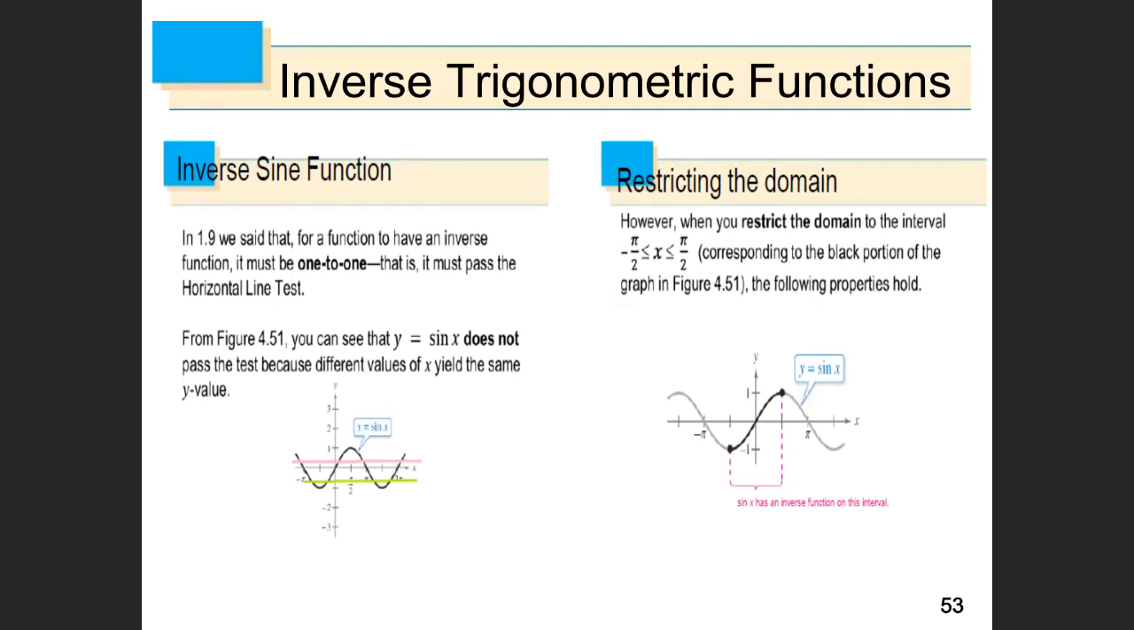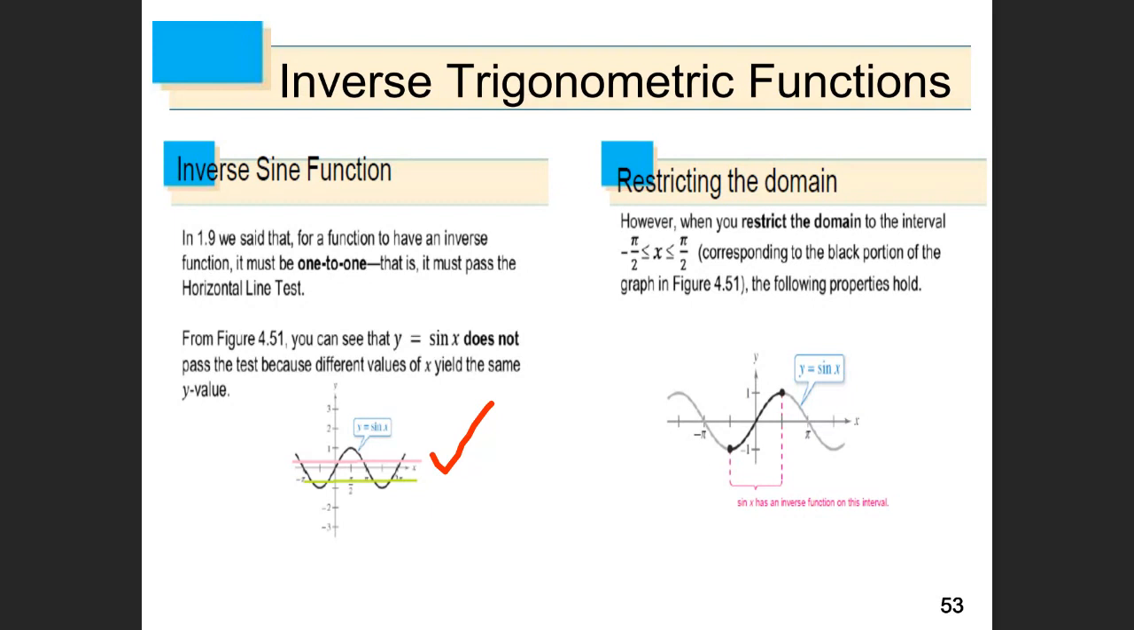All right, let's look at inverse trigonometric functions. Pay attention, guys. The sine function on its own does not have an inverse, right? Because look at this case here. It fails the horizontal line test. It is not one-to-one. Because it fails the horizontal line test, we say that there's no inverse.